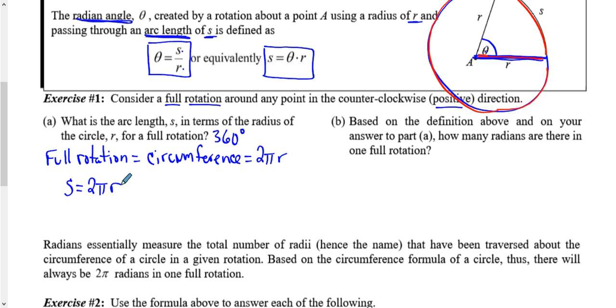So let's look at part B. Based on the references above and our answer to part A, how many radian angle measures are there in one full rotation? Well, angle measure theta equals S over R, doesn't it?